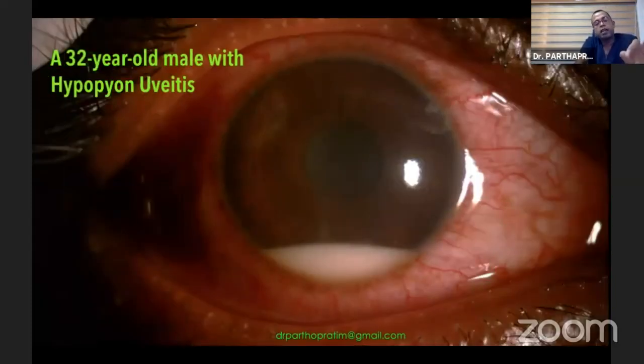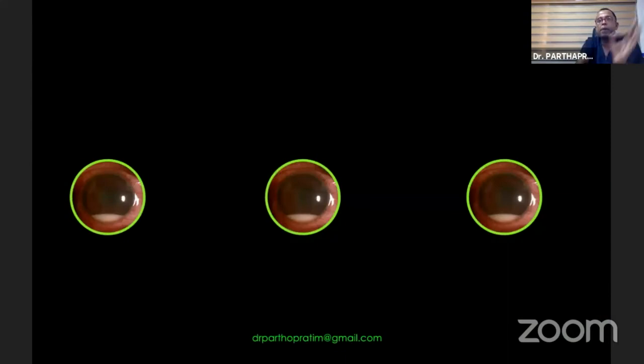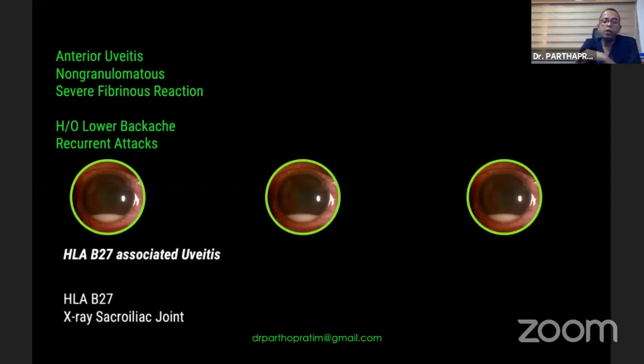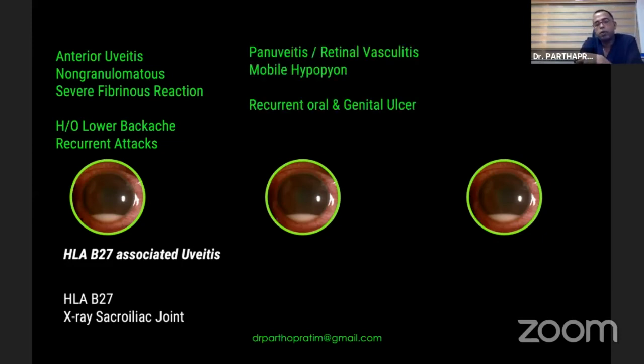This is the last case I am going to show you, a 32-year-old male with hypopyon uveitis. Now there can be three clinical scenarios in which a patient with hypopyon can present to your OPD. The first one can have non-granulomatous uveitis. Already we discussed severe fibrinous reaction, low backache, and complaints of recurrent attacks. So what will you do? You will advise HLA-B27 and X-ray of the sacroiliac joint. And this can be a case of, as you can make out, HLA-B27.